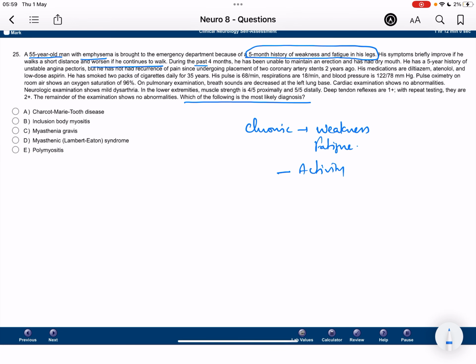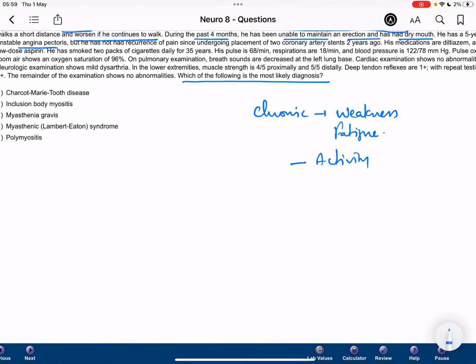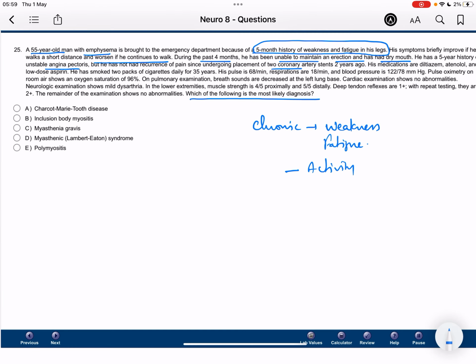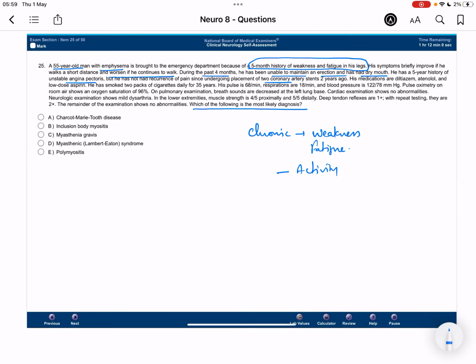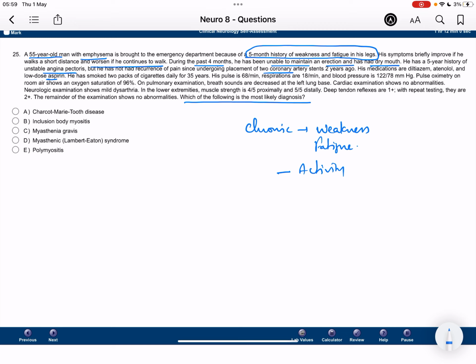During the past 4 months, he has been unable to maintain an erection and has had dry mouth. So he's got some bit of extra features as well. He has a 5-year history of unstable angina pectoris, but he has not had any recurrence of pain since undergoing placement of 2 coronary stents 2 years ago. His medications are diltiazem, atenolol, and low-dose aspirin. He smokes 2 packs of cigarettes daily for 35 years.